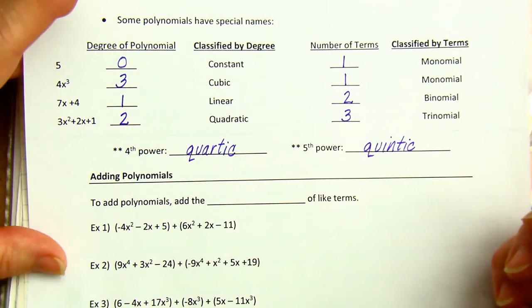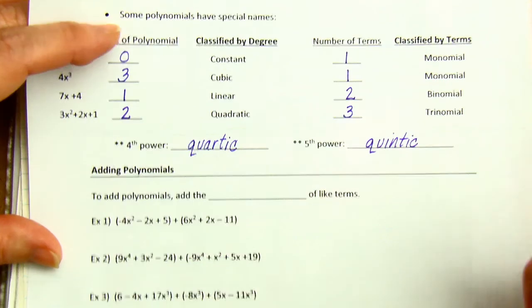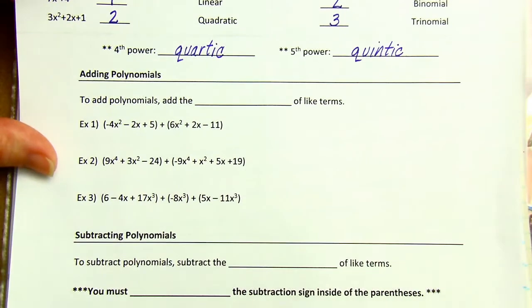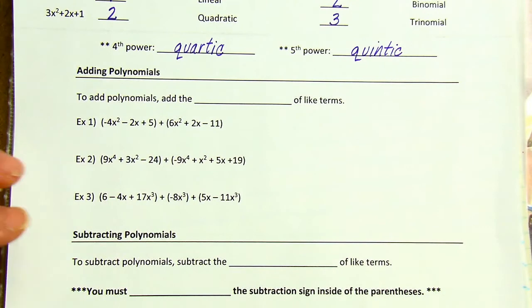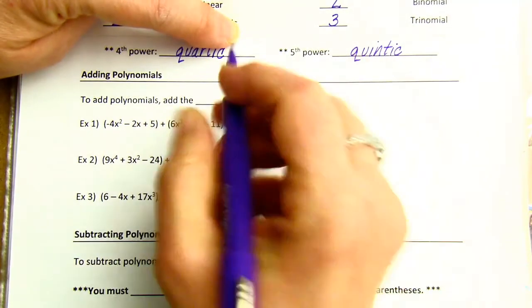All right, one last thing to do on this part of the notes is adding and subtracting polynomials and then simplifying them, of course. So a quick review. To add polynomials, really what you're doing is adding the coefficients of like terms. You're combining like terms.